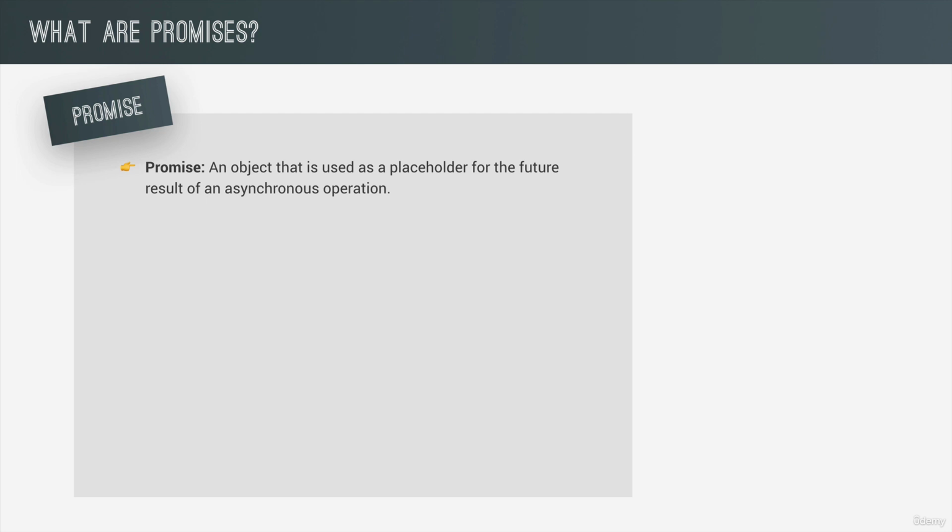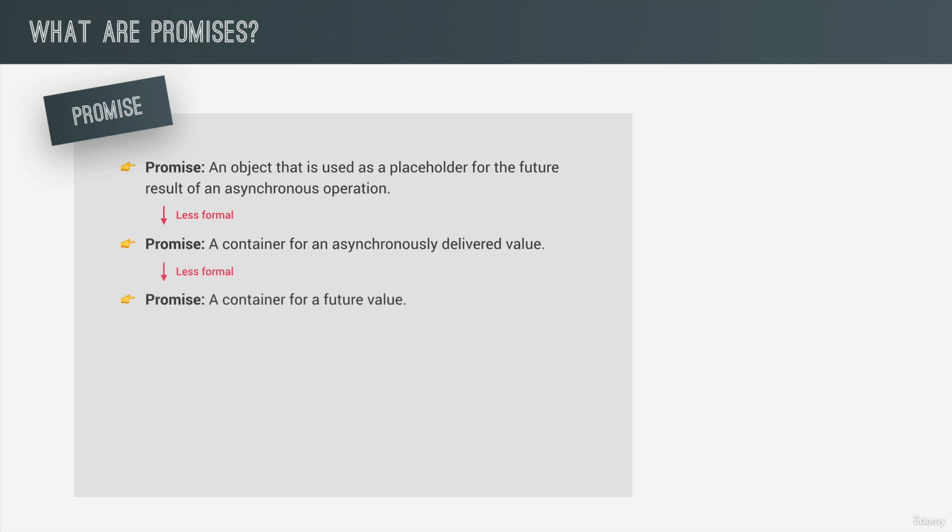And if that sounds weird to you, we can also say that a promise is like a container for an asynchronously delivered value. Or even less formal, let's say that a promise is a container for a future value. So there you go. That's the most distilled down definition of what a promise is. So a container or a placeholder for a future value.